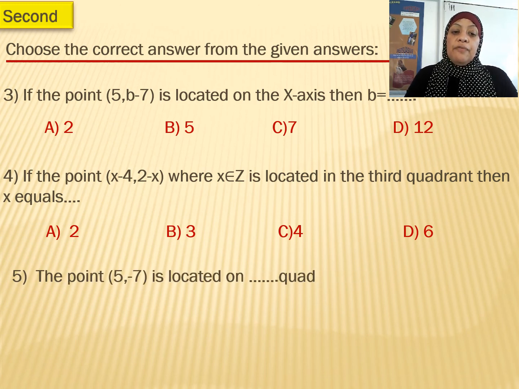The point (5, negative 7) is located on... 5 means positive x, negative y. Now stop the video and start to choose by yourself.